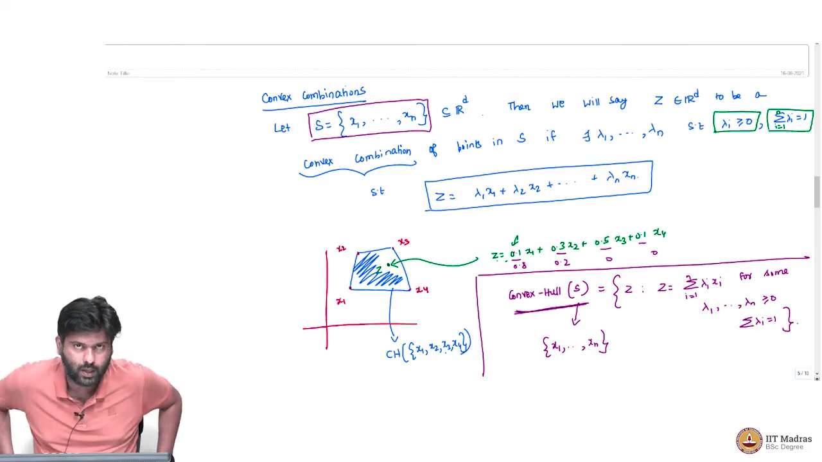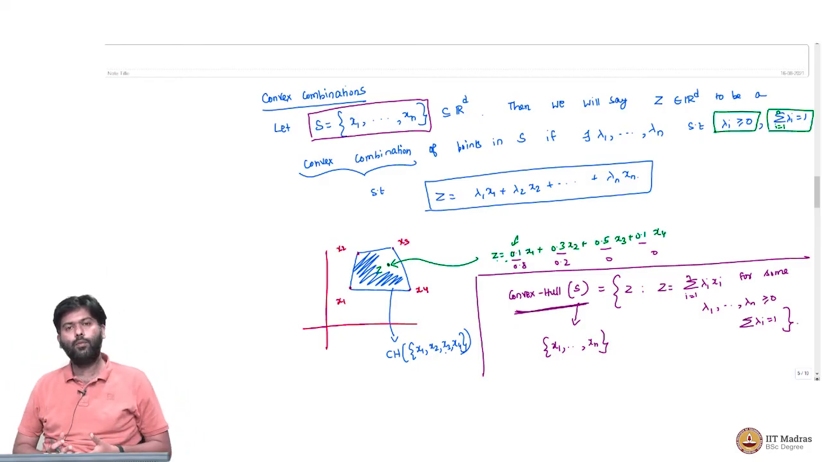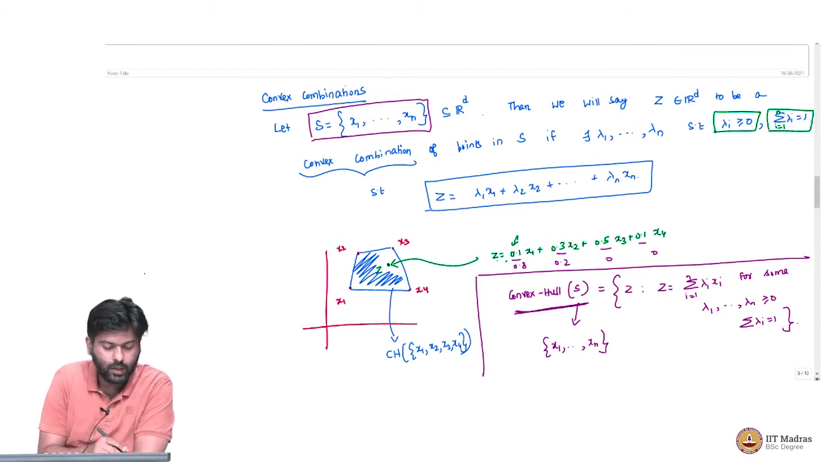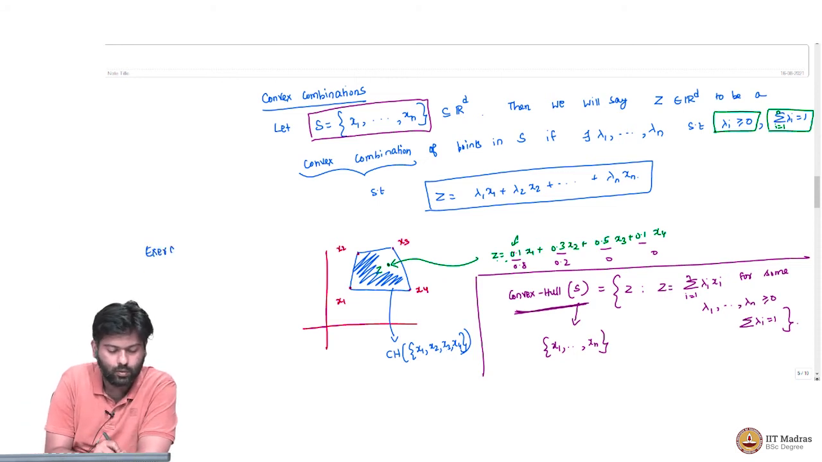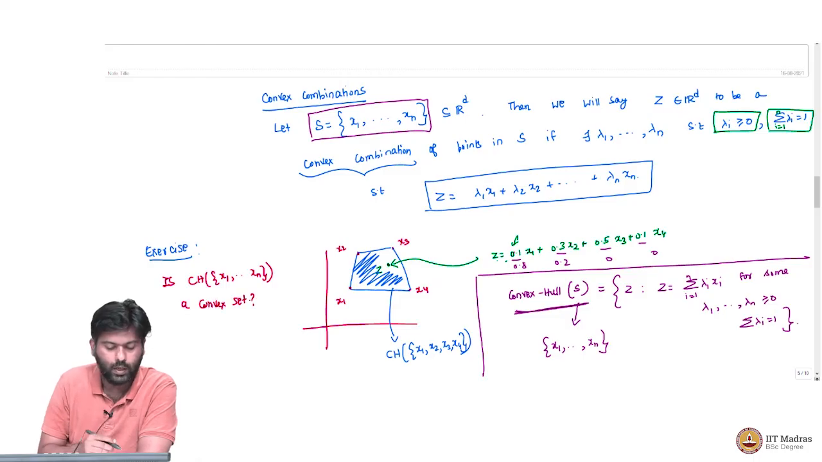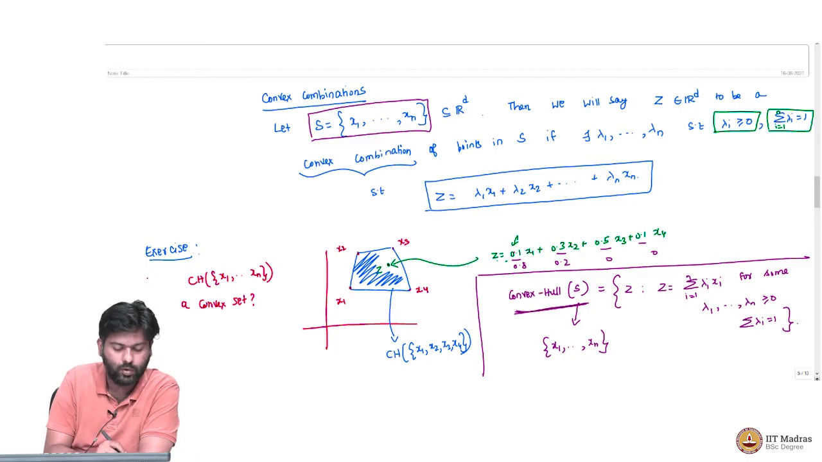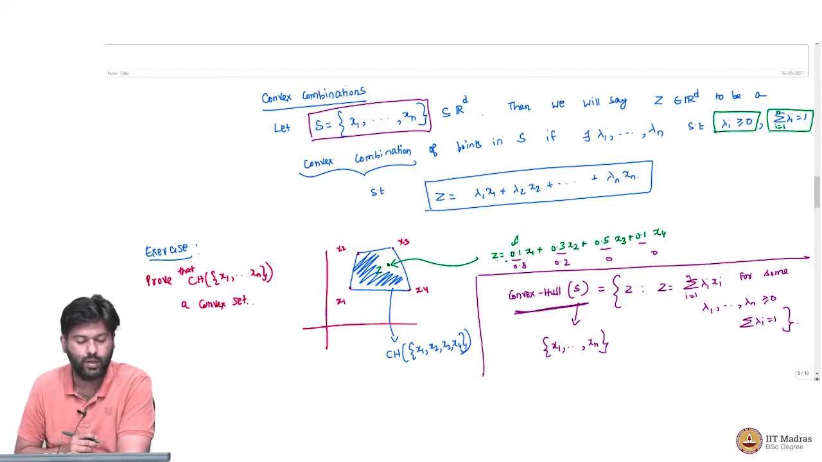Well, it is a convex hull, which means that this set itself must be a convex set. Now, here is an exercise for you to think about, and it is not too hard. Is CH of x1 to xn a convex set? Or rather, it is a convex set, because we are calling it the convex set, it better be a convex set. I will say prove that CH of x1 to xn is a convex set. So, this is a simple exercise to do.